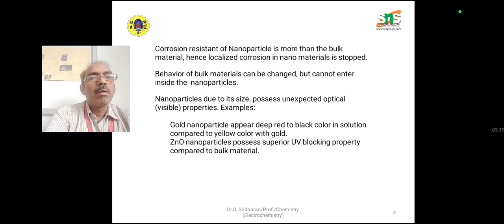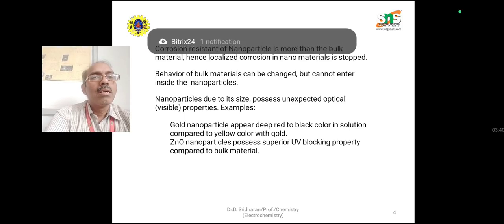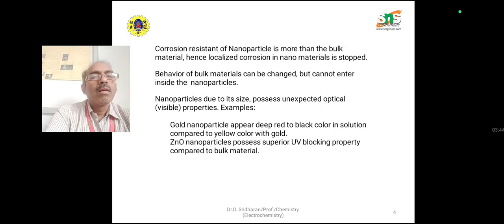And also, one of the important applications for the fabrications is to apply this kind of nano coating to prevent corrosion. The corrosion resistance of nanoparticles is more than the bulk materials. Hence, localized corrosion in nanomaterial is stopped. Behavior of bulk materials can be changed but cannot enter inside the nanoparticles.